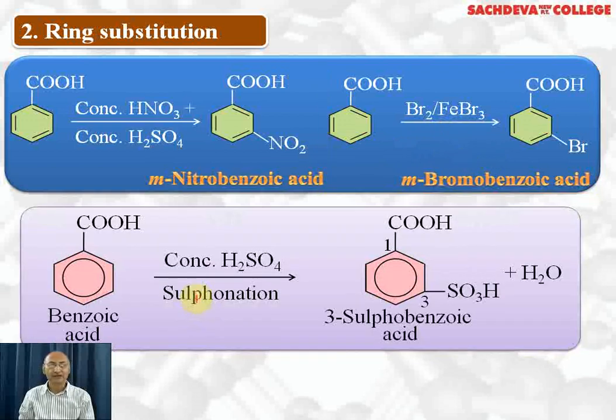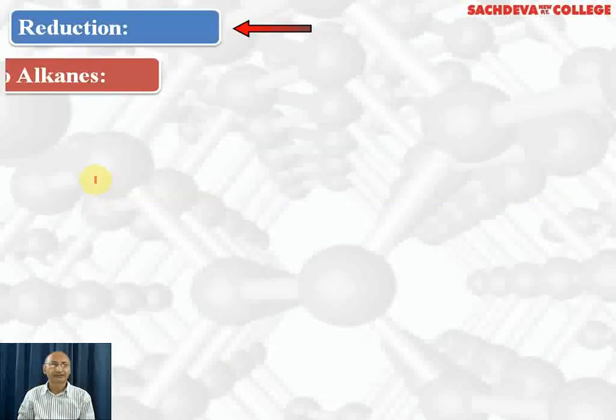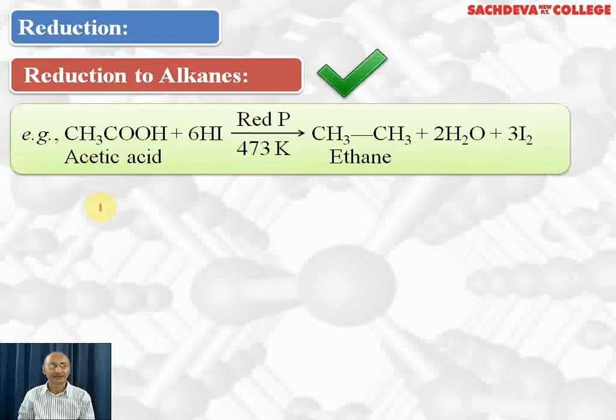If we carry out sulfonation with the help of concentrated sulfuric acid, benzoic acid reacts with concentrated sulfuric acid on heating, it gives 3-sulfobenzoic acid plus water is formed. So these are electrophilic substitution reactions. Reduction. Reduction to alkanes. Reduction to alcohols we have already done. Now we are doing reduction to alkanes.